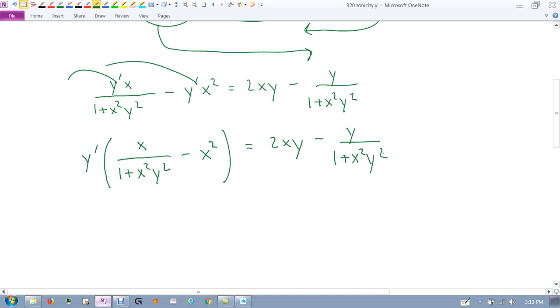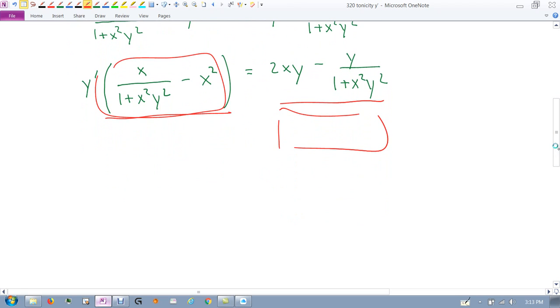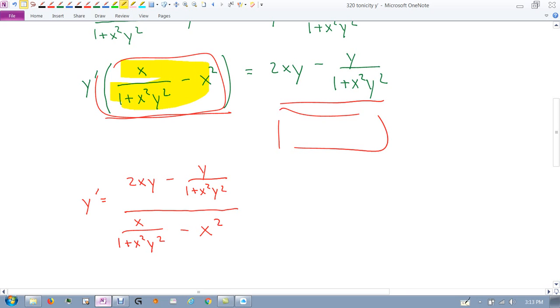So now what I will do is basically take this side, divide it by all of this, and this side divided by the same thing. So we're going to clear everything out so that we have just the y prime on the left. On the right we get 2xy minus y over 1 plus x squared y squared, over x over 1 plus x squared y squared minus x squared. So that was this piece right here. Just divide it, I put it underneath there, and that's what we've got.